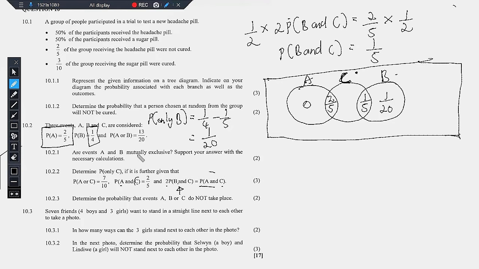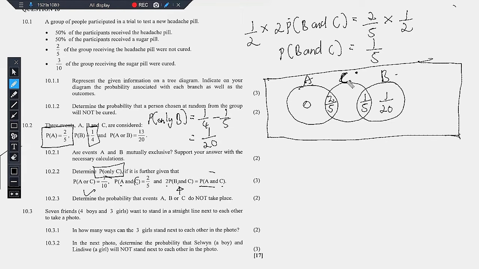Then, okay. But what we are interested in here, remember, is not to calculate the probability of only B, but to determine the probability of only C. Now, how can we find that? There's one piece of information that we haven't used yet, which is probability of A or C, right? The combination or the union of event A and C.